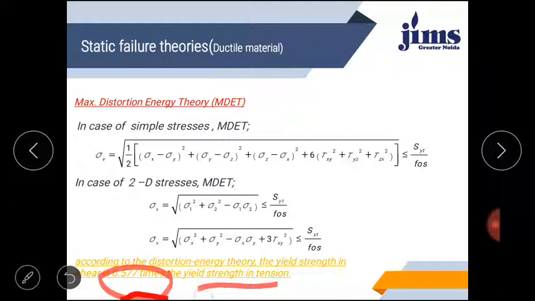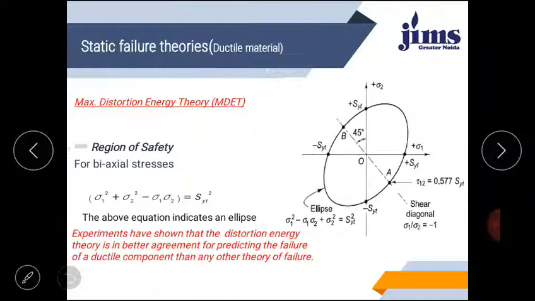So this is a very important prediction, and with the help of this we can take a more aggressive design compared to the previous one. Aggressive means the dimensions of the component will be less as compared to the previous one. It means if you are following MSST, maximum shear stress theory, then dimensions will be larger as compared to MDET. So that should be kept in your mind.